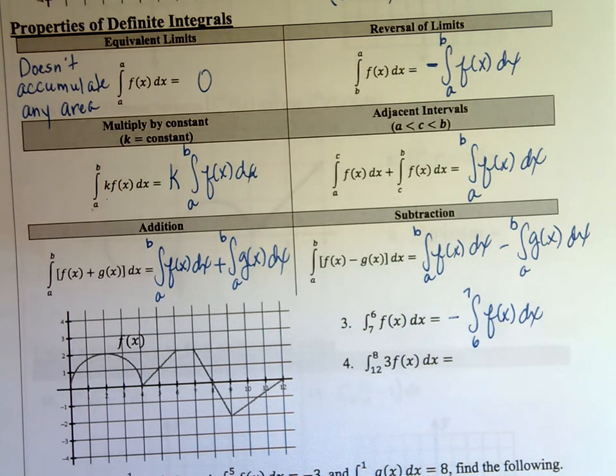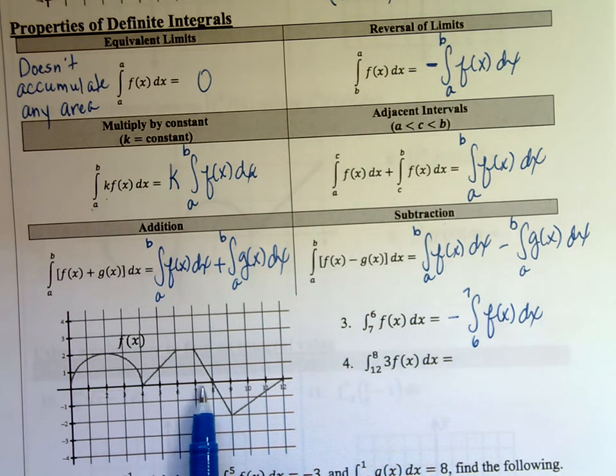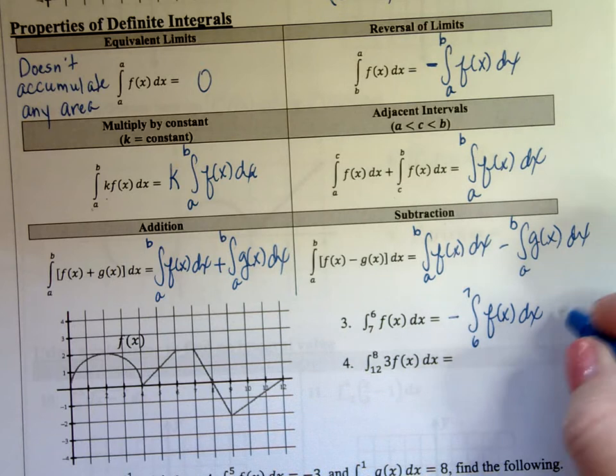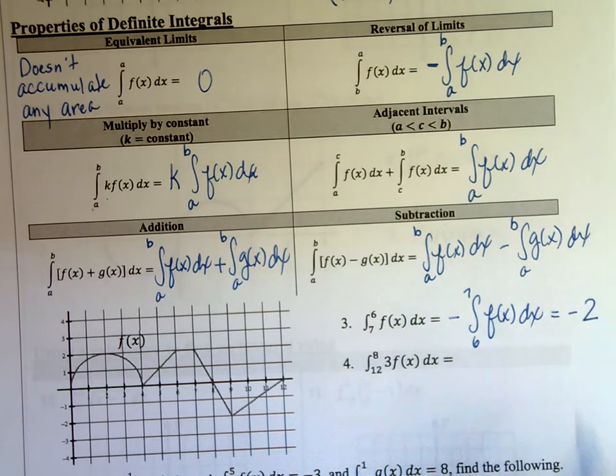So what is the area from 6 to 7? 6 to 7 is just this little rectangle. You can see up above that that has a value of 2. And so this would be an answer of negative 2 because the negative is out in front. You change the bounds.